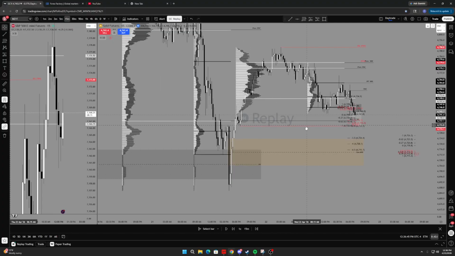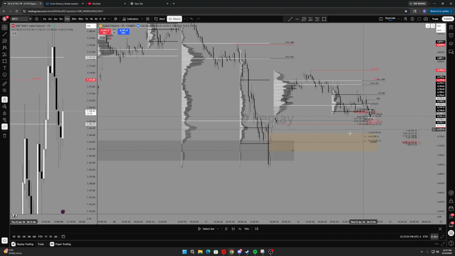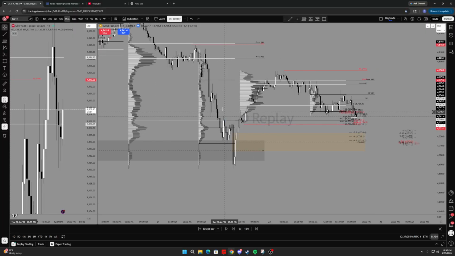Now, aligned with this previous day low area here, we can see that we had the value area low for April 21st, which was Tuesday. So throughout the week, it's valid to be using your volume profiles from the previous days throughout the week. Obviously, we're in a weekly candle, so this is all intra-week price action.